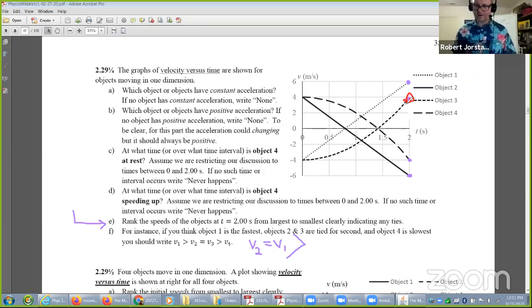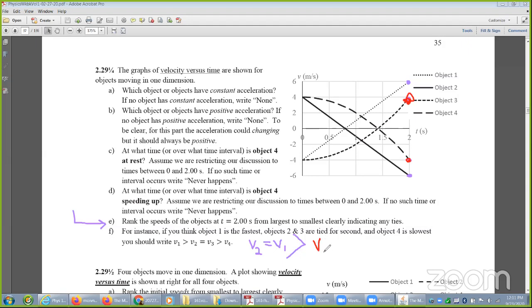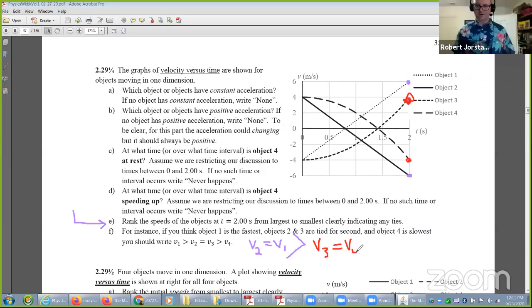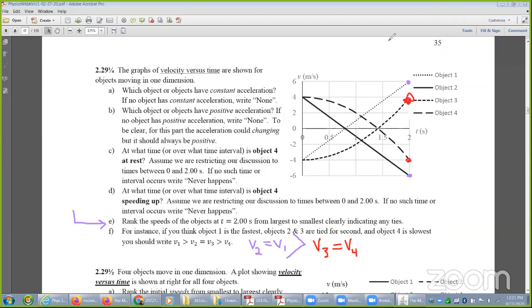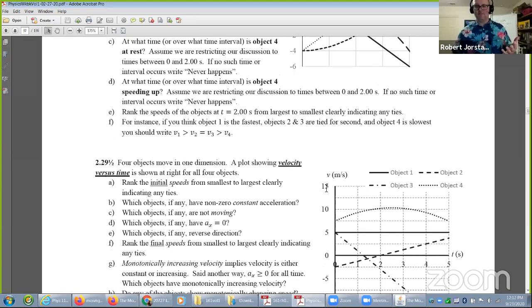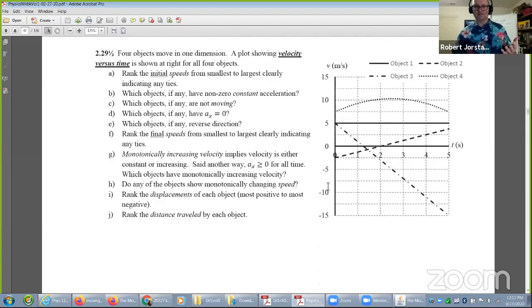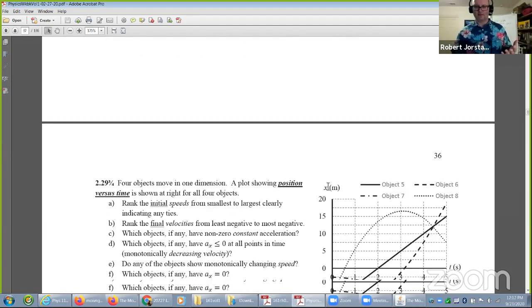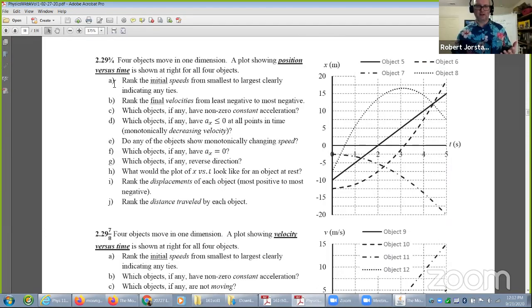This is 3 and 4? Yeah, I'd say 3 and 4 are about tied too. So as far as speeds go, what do you think? Should we do another one and call it a day? Yeah. With an XT plot this time? Yep. I made these up so that you guys could have some time to play around with these. So let's maybe go on to 2.29 and 3/4.